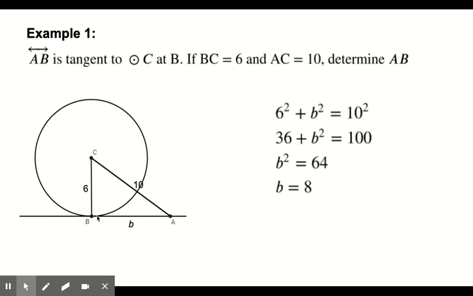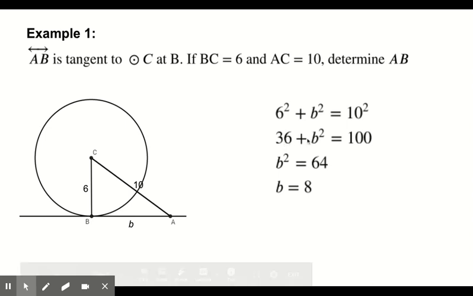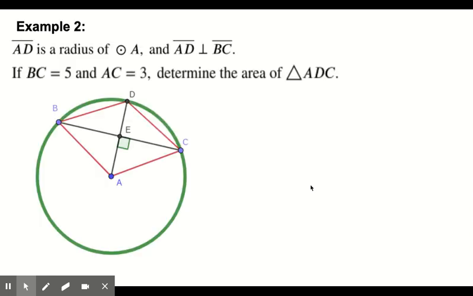Let's take a look at how that works out. 6 squared plus b squared equals 10 squared. 36 plus b squared equals 100. B squared equals 64 because I've subtracted 36 from each side. And the square root of 64 is 8. So therefore, b equals 8. Let's take a look at another example.